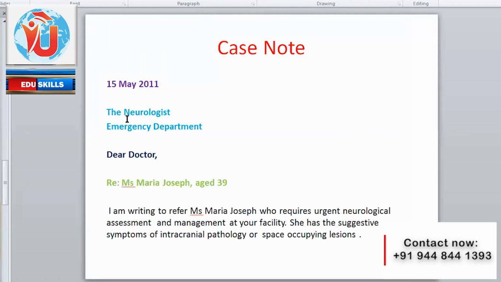Then comes the address. Here we have the neurologist. The article is very important here. The neurologist, emergency department, or even we can write neurology department. Since in the case note it is the emergency department, it is better to keep emergency department. Here also there is no need to write any full stop or commas in between.